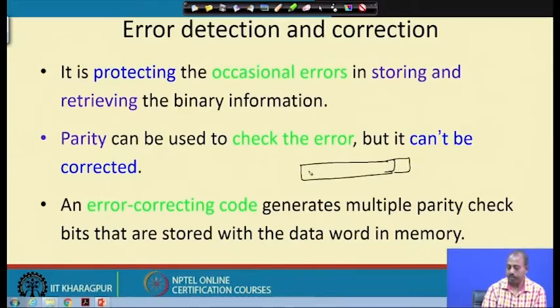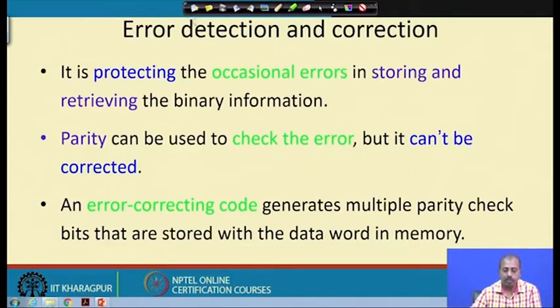I count the number of ones here, and if I say that finally I should have an even parity, then if the number of ones in this part is odd, this bit will be turned 1. On the other hand, if this is even, then this bit will be turned 0. We have seen this in the XOR, and this can be done very easily using an XOR circuit. So parity can detect the error, but it cannot correct it.